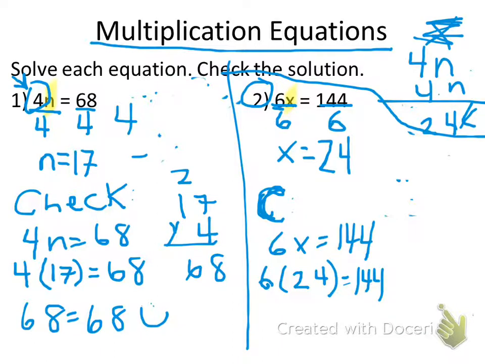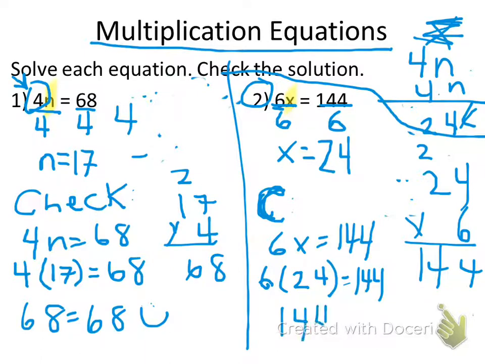Now, 24, we're going to multiply it by 6. 6 times 4 is 24. 6 times 2 is 12, plus 2 is 14. So now we have 144 is equal to 144. We know we are correct. Excellent.